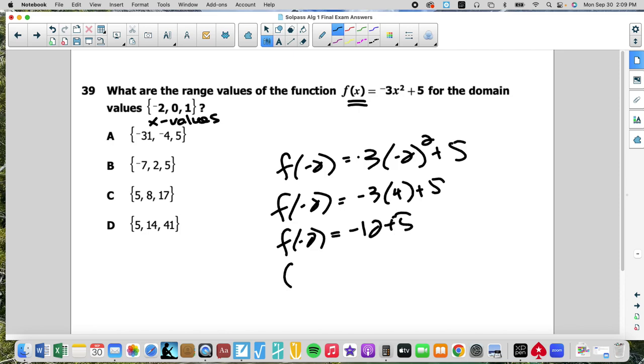Mr. Mac, I was already doing the math in my head. -7. So it's not going to be this. Oh, it could be B. Oh, it's B. Boom. I don't even have to go any further. I know as long as I did my math correct, and if we plug in 0, we get 5. Plug in 1, we get 2. Yeah, so B is the correct answer.